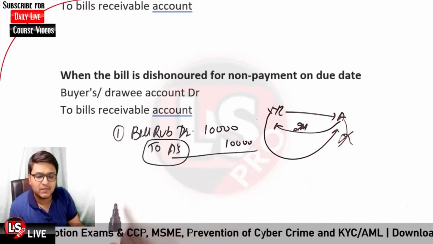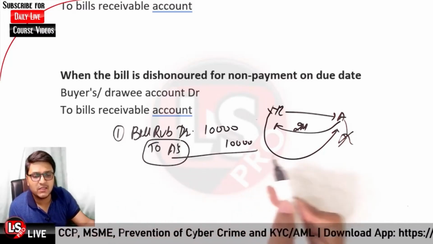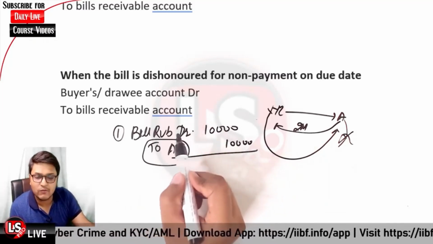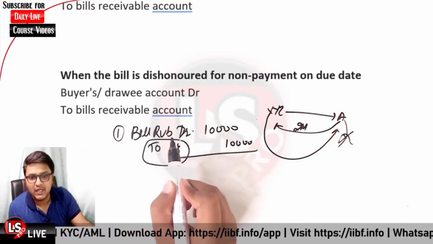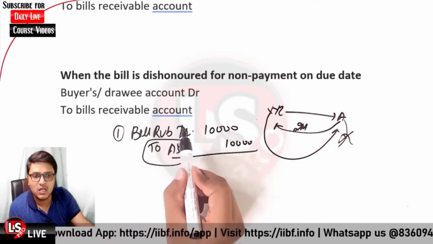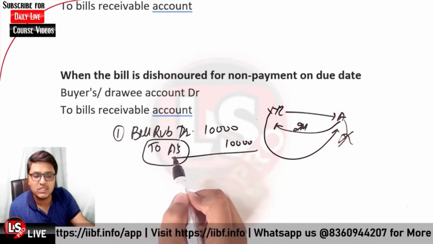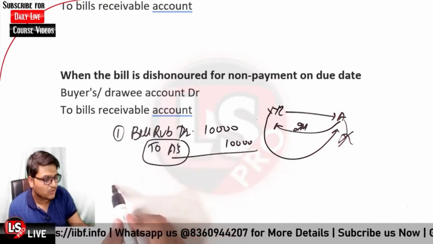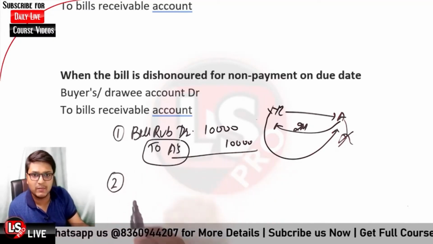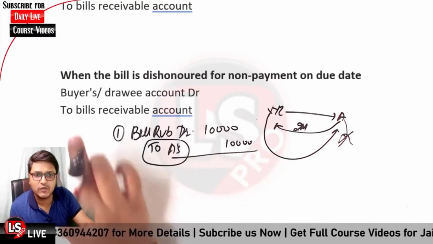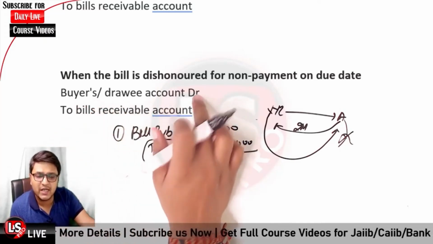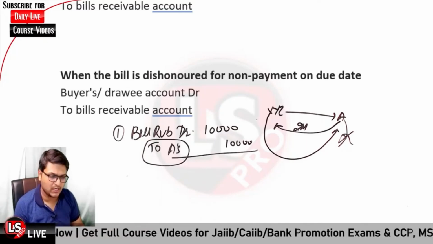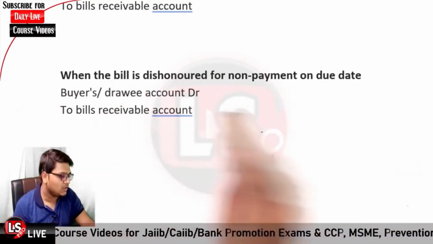After that, now the bill is dishonored. Bill receivable, that was your asset, is to be reduced, because now it is not your receivable. You are entitled to receive the payment again from A now. So that entry is to be reversed. That is why A's account would be debited again and bill receivable account would be credited. Okay, that is the case.